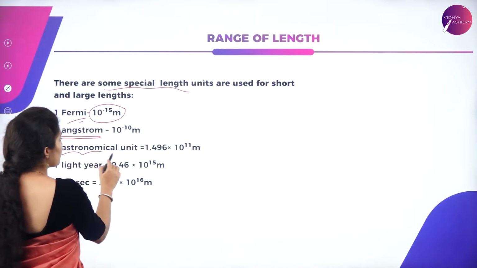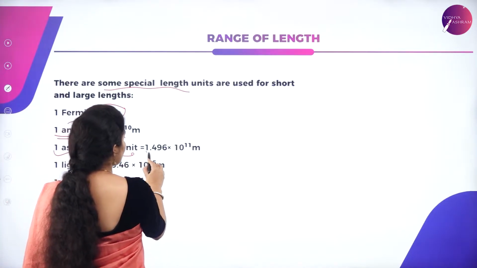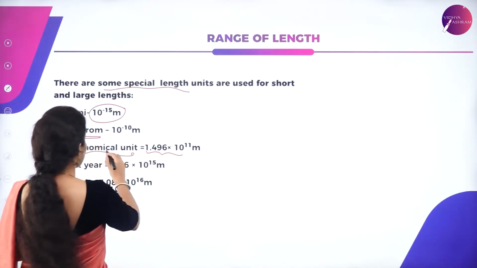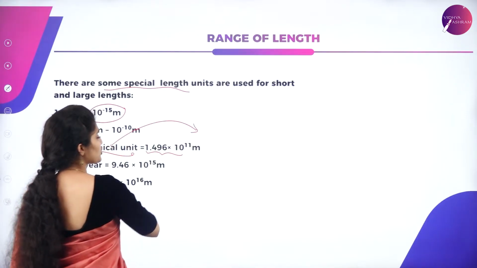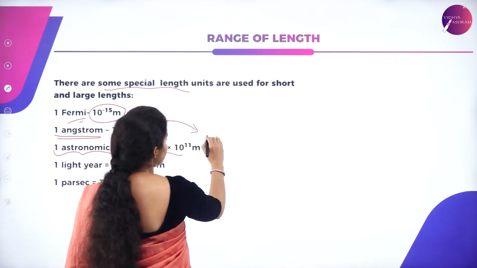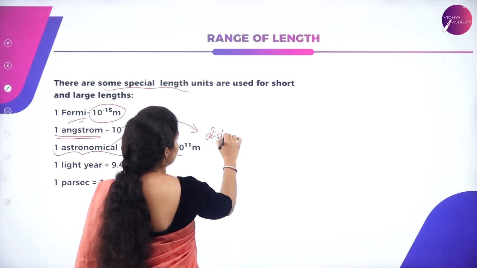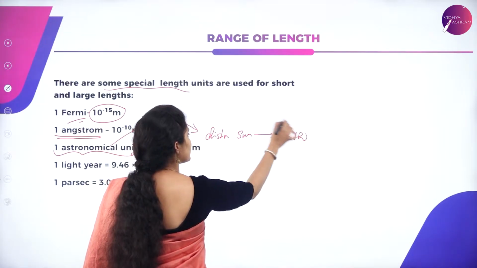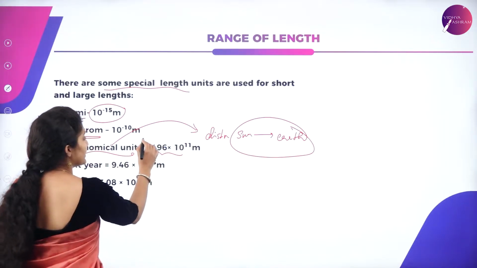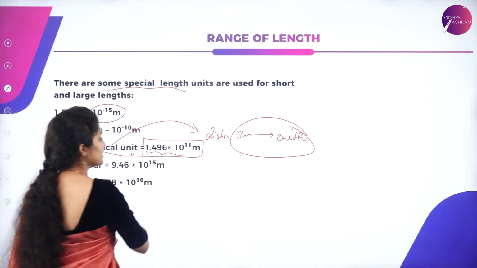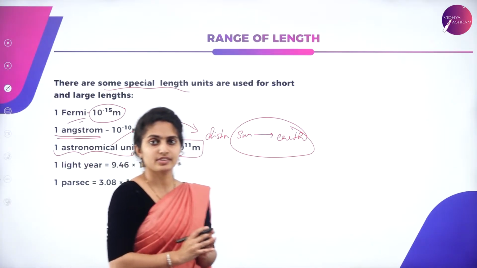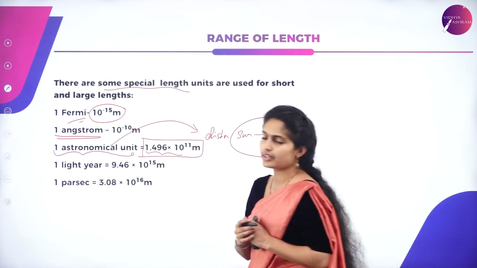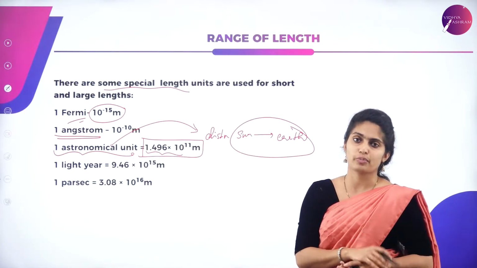And 1 astronomical unit is said to be 1.496 into 10 to the power of 11 meter. What exactly is your astronomical unit? It is nothing but the distance from Sun to Earth. Sun to Earth distance is nothing but the astronomical unit, and it is nothing but 1.496 into 10 to the power of 11 meters. Whichever value you get like this, consider it as 1 astronomical unit.